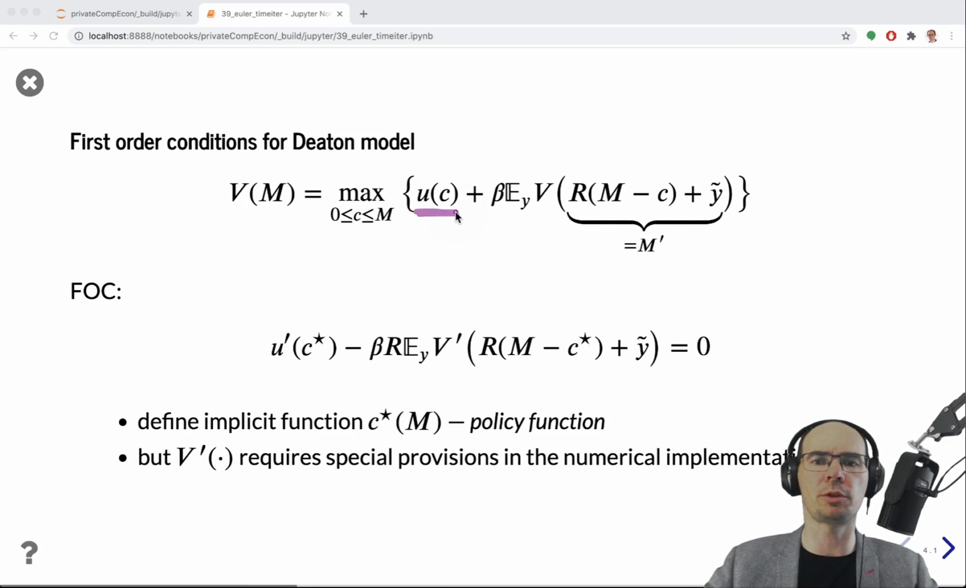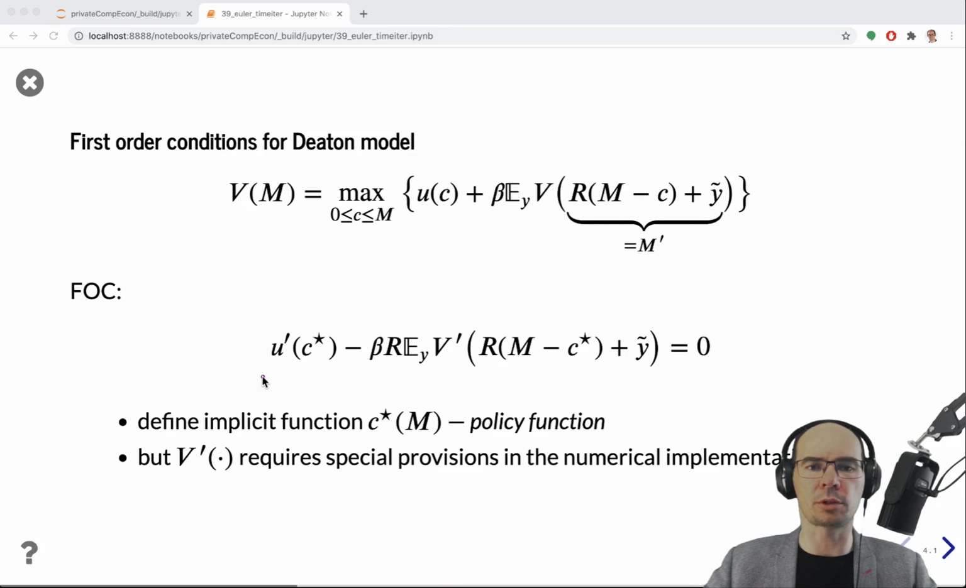Well, you can see straight away that if u of c is log, so it satisfies the Inada condition, this utility function goes to minus infinity as c approaches 0, with derivative going all the way to plus infinity. Then the lower bound on c will never be binding, right? It's never going to be optimal to put c exactly equal to 0, because then this term becomes minus infinity. It's not the case with the upper bound, and that does require special attention. But let's look at the interior solutions only for now.